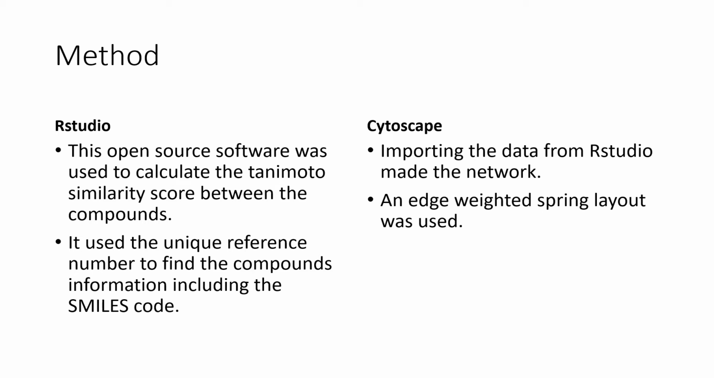The next step in the method was to calculate the Tanimoto Similarity score between the compounds. To do this, RStudio, an open source software, was used. It allowed me to do some programming to calculate all the similarities between the compounds. Once this was done, the data was imported to another software called Cytoscape, which then made the network.